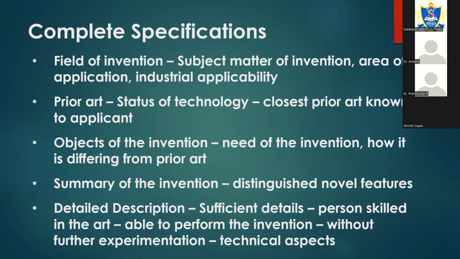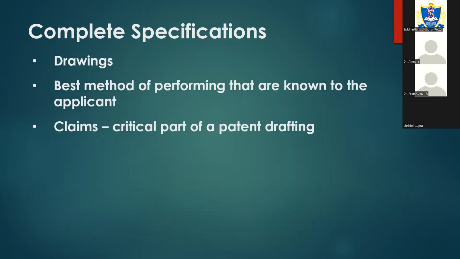This centimeter, it will be of this color, like that. The description part of the invention should be available. So this is the technical aspect of your invention.